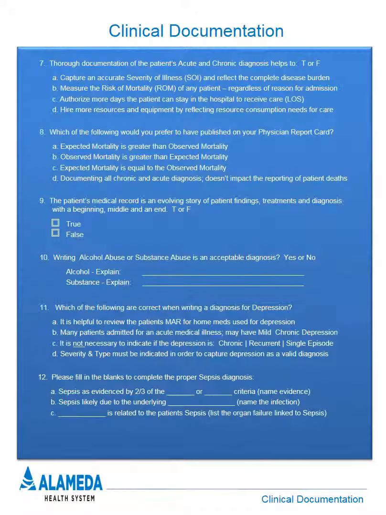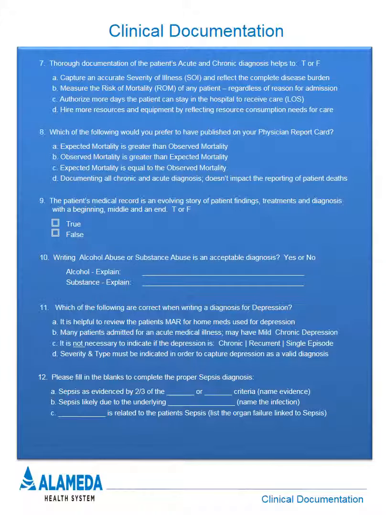Okay, number 7. Thorough documentation of the patient's acute and chronic diagnosis helps to, we'll answer each one true or false. Documenting the acute or chronic diagnosis helps to capture an accurate severity of illness and reflect the complete disease burden. That is true. We discussed that in a previous question. B, by documenting the acute and chronic diagnosis, it helps to measure the risk of mortality of any patient, regardless of the reason for admission. That is also true.